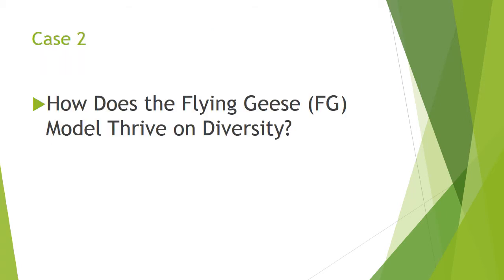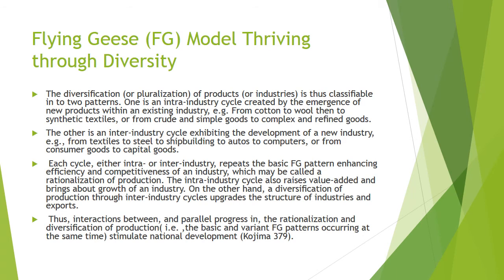Case 2. How does the Flying Geese model thrive on diversity? The diversification of products is thus classifiable in two patterns. One is an intra-industry cycle created by the emergence of new products within an existing industry. For example, from cotton to wool, then to synthetic textiles, or from crude and simple goods to complex and refined goods. The other is an inter-industry cycle exhibiting the development of a new industry. For example, textile to steel, to shipbuilding, to autos, to computers, or from consumer goods to capital goods.